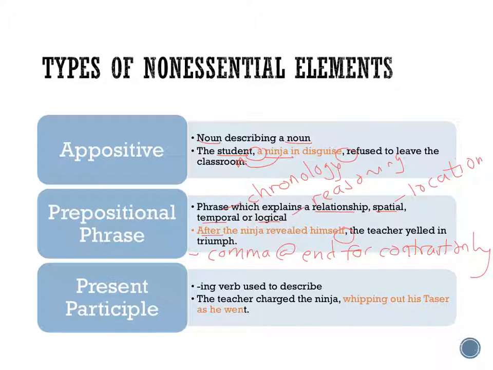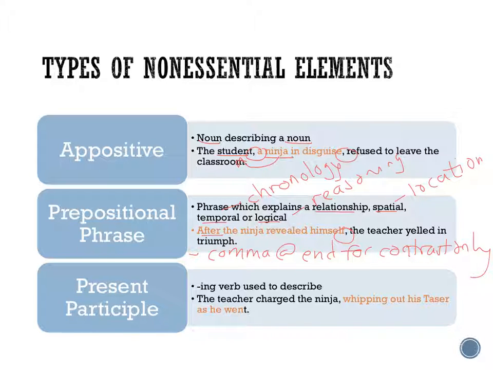So, for instance, if I were to say, the teacher yelled in triumph after the ninja revealed himself, I'm not looking to create any contrast here. I would not need a comma to glue that on. If I were to say, the teacher yelled in triumph, however, the ninja revealed himself, however is a strong contrast word, I would need to use a comma to glue that on.